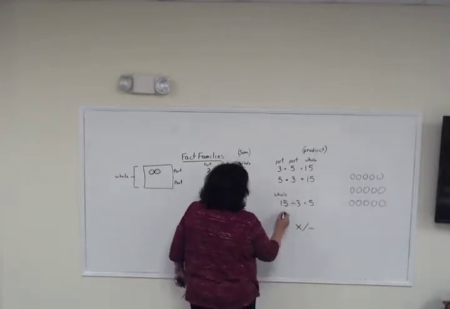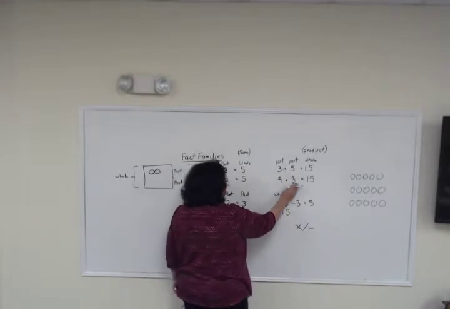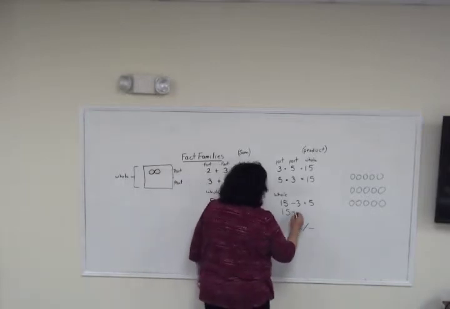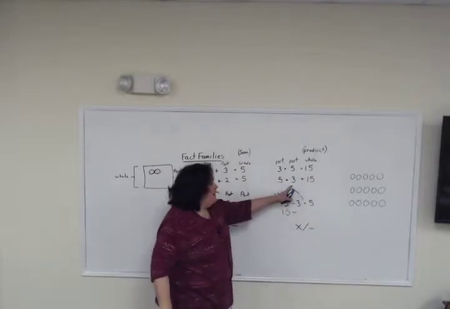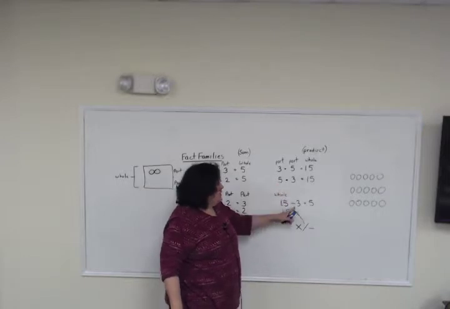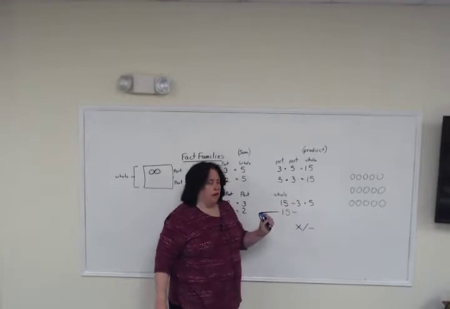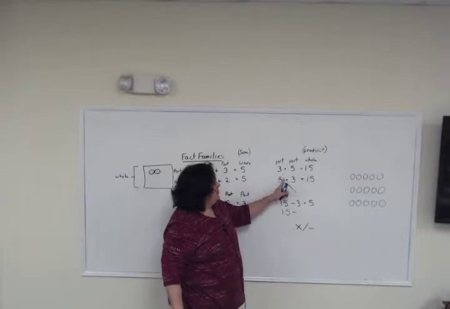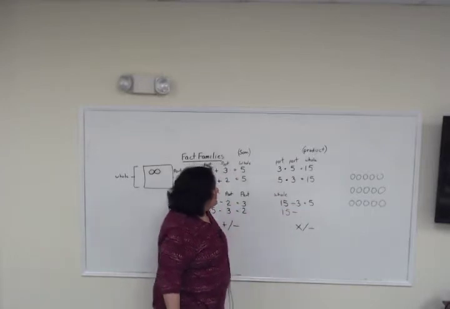Now my other fact, of this fact family, I start with my whole. 2 of them I start with parts, and 2 of them I start with the whole. Here I took 15 and I divided by this part, and it gave me this part, didn't it? So if I can't remember that division fact, what is 15 divided by 3? I just say, what times 3 equals 15? And that's 5, so that's my answer.